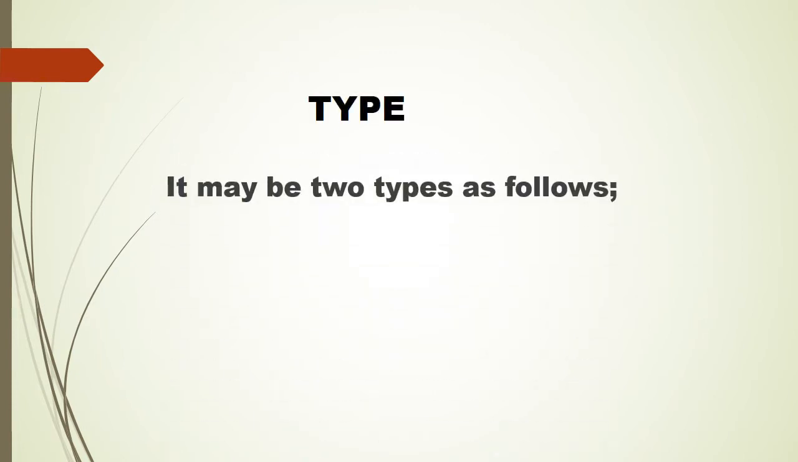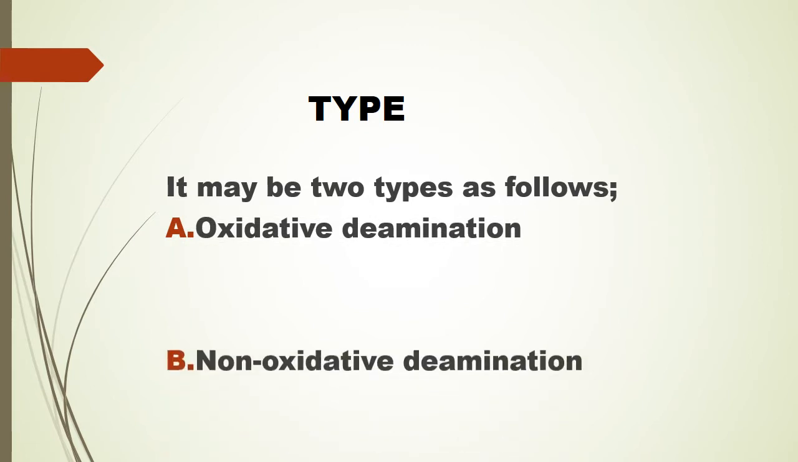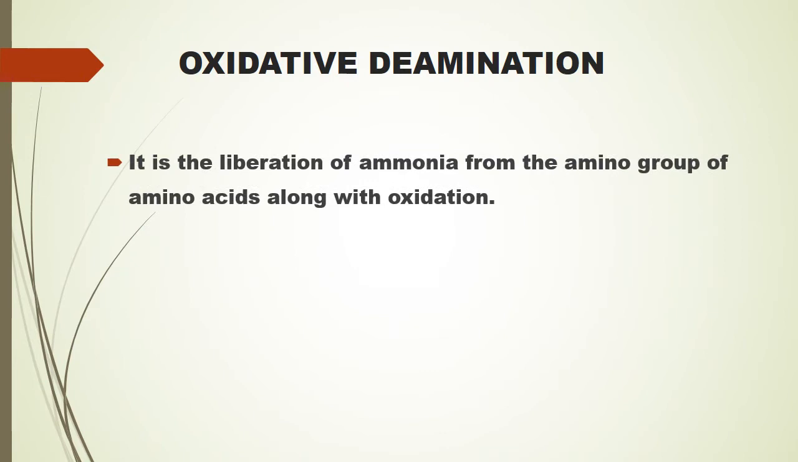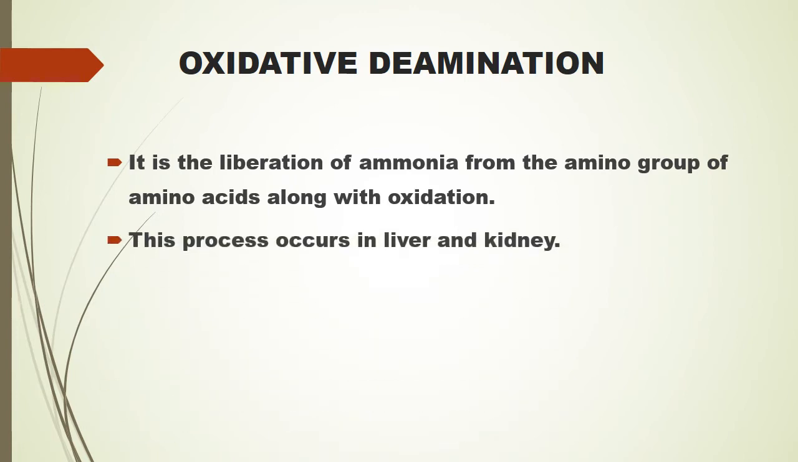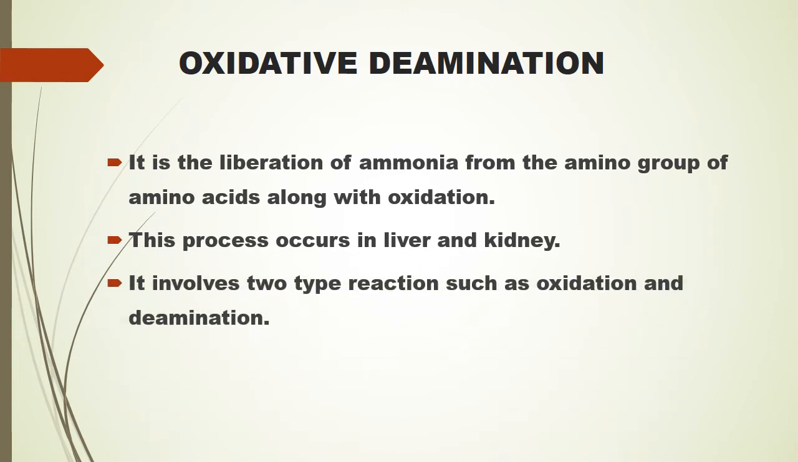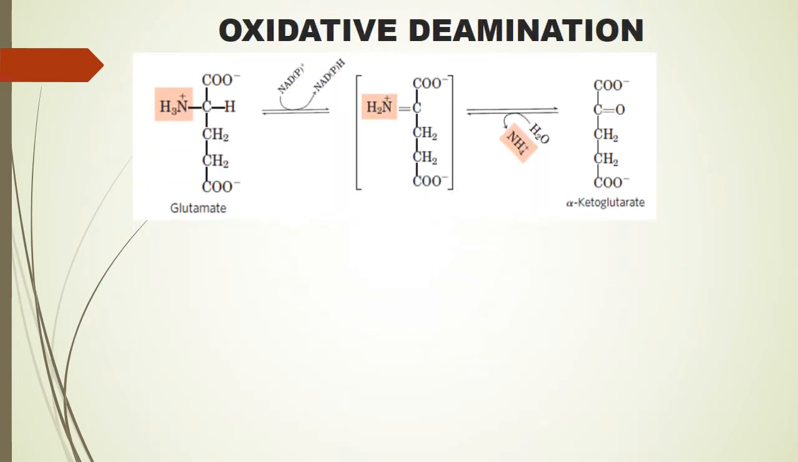Deamination may be of two types, oxidative deamination and non-oxidative deamination. Oxidative deamination is the liberation of ammonia from the amino group of amino acid along with oxidation. This process occurs in the liver and kidney. This process involves two types of reaction, such as oxidation and deamination.